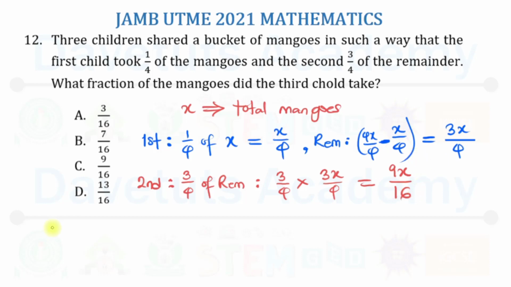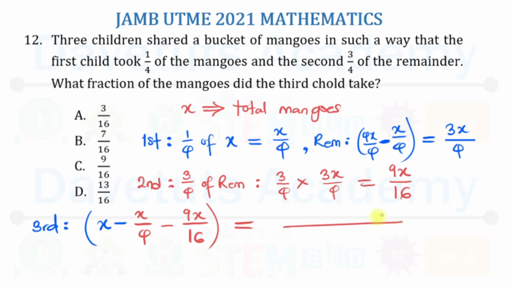So now the question we are being asked, having gotten the portion that the first child took and the portion that the second child took, we are being asked what is the portion that the third child took. That will be the total amount of mangoes which we took to be x minus the amount that the first child took, and here this is the amount that he took, x over 4. We are told in the original question he took 1 over 4 of the mangoes, so we have this minus x over 4. Then again minus the portion of the second child, which is 9x over 16, so minus 9x over 16. So this is what we just need to find out, and we can just find the LCM, okay?